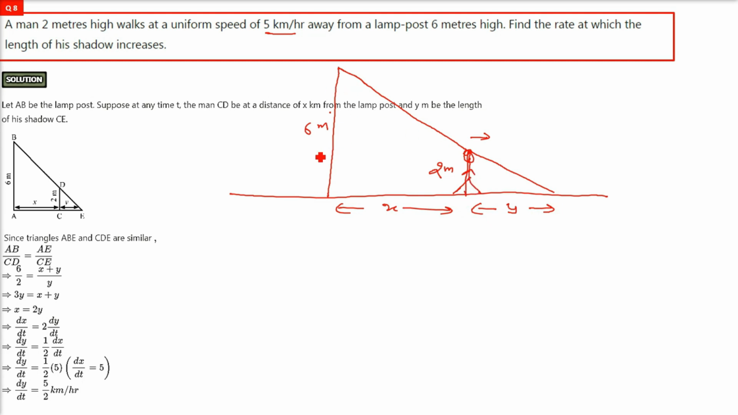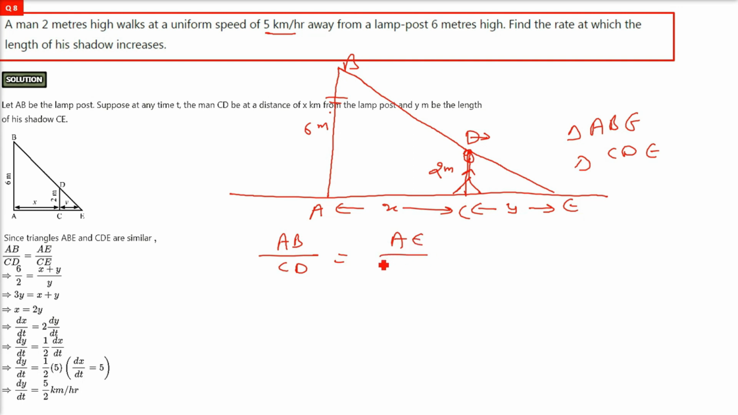Similar triangles, I don't need to tell you because you already know it very well. So this is A, this is B, this is C, this is D, this is E. We are talking about two triangles, the bigger triangle ABE and the second triangle CDE. These two triangles are similar, so the corresponding sides have an equal ratio. So AB by CD is equal to AE by CE.